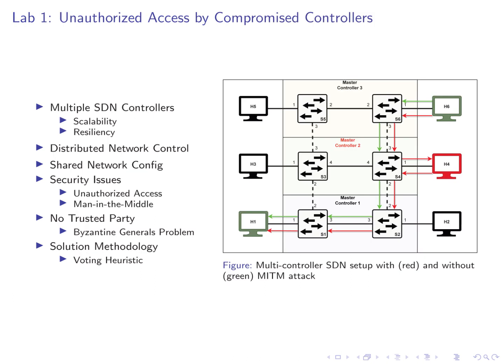Now, coming to the first lab, unauthorized access by compromised controllers. In practice, network control is often distributed across multiple SDN controllers for scalability and resiliency purposes. Inspired by that, we present a scenario in this lab where such controllers are deployed, each with the task of controlling a specific section of a network of underlying SDN operated switches. The students are given a set of flows for paths between network hosts located across these switches and are instructed to deploy and configure the setup in their workspace.